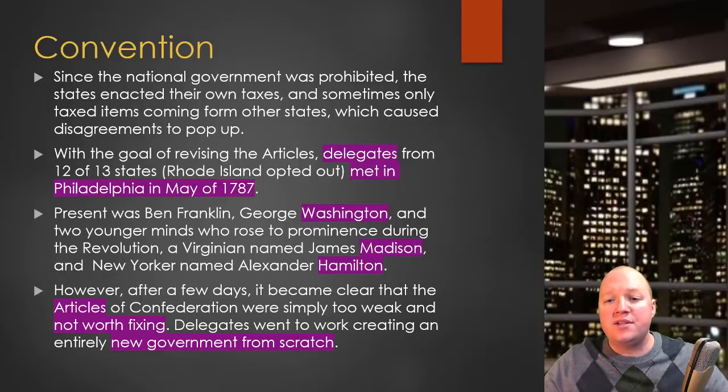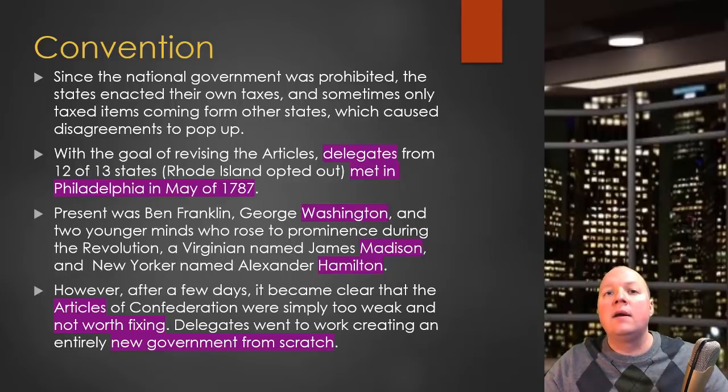And so 12 out of 13 states, Rhode Island doesn't send any representatives, decide to meet at this convention that's going to be held in Philadelphia in, again, May of 1787. We call this the Constitutional Convention. It's called the Constitutional Convention because very soon after getting there, most of the delegates realize the Articles are just too broken, that they are not repairable, that there's too many flaws with them to actually go and try and revise them. But we'd be much better off to just throw them away and create a brand new government that doesn't have the same flaws as the Articles.